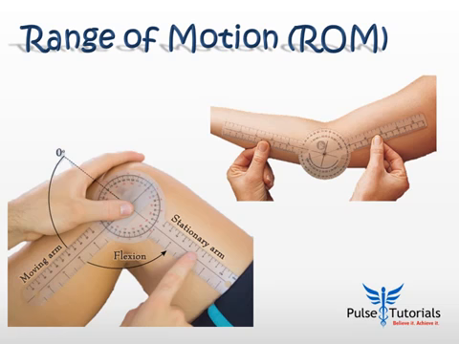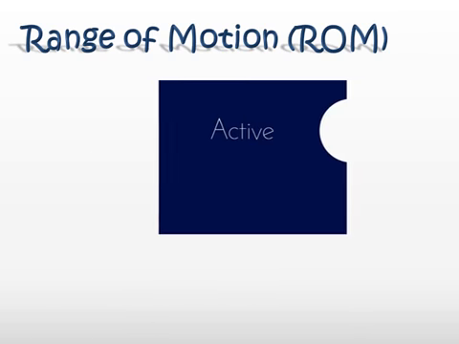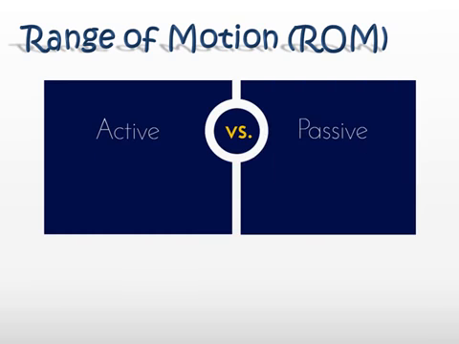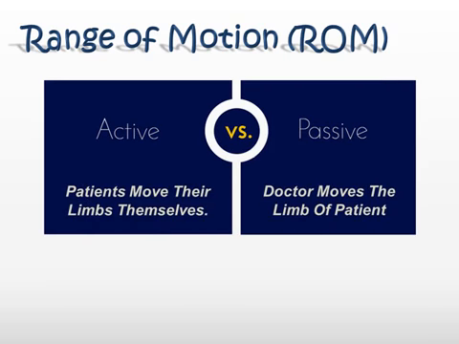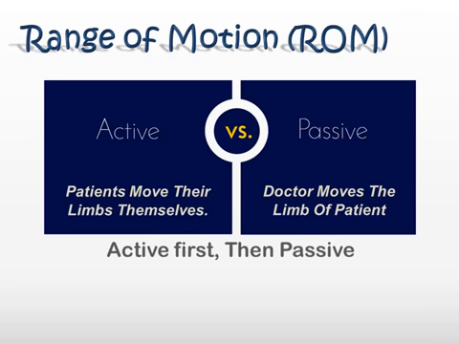Now there are 2 ways of assessing range of motion, active and passive. Active is when the patient moves their limbs by themselves. Passive is when we, the doctors, move the limb of the patient. Always do the active first, then the passive.